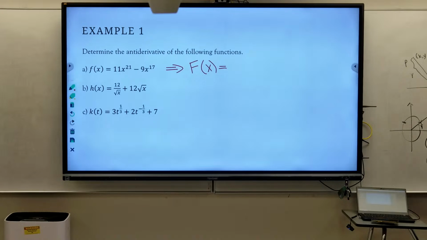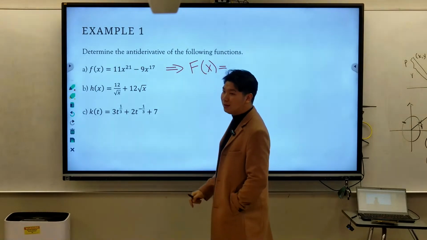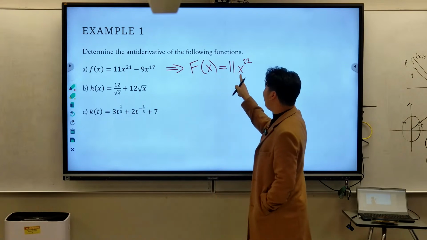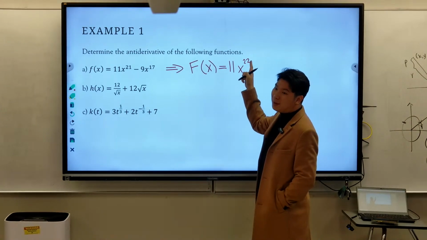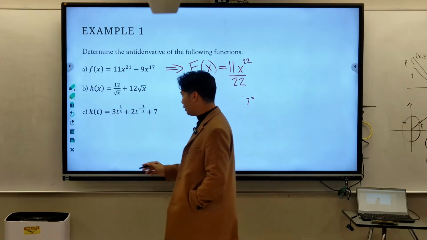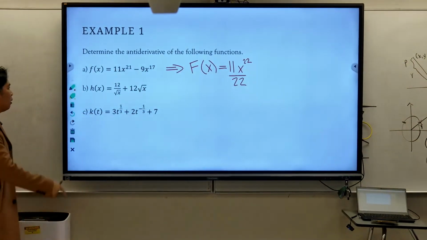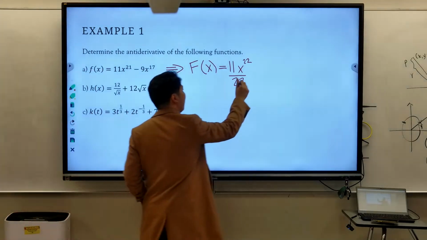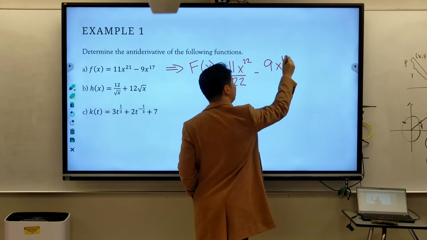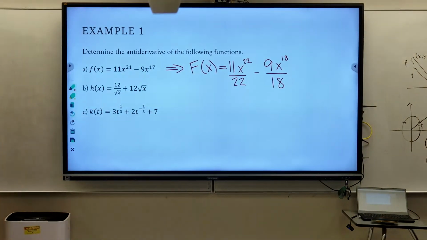So that's what we're going to try here. What's 21 plus 1? 22. And then I have 11x to the 22nd power. I added 1 to the power, then divide by the new power, 22. What's the next part I can write here? Well, I have minus 9x to, what's the new power? 18. And then I divide by 18.